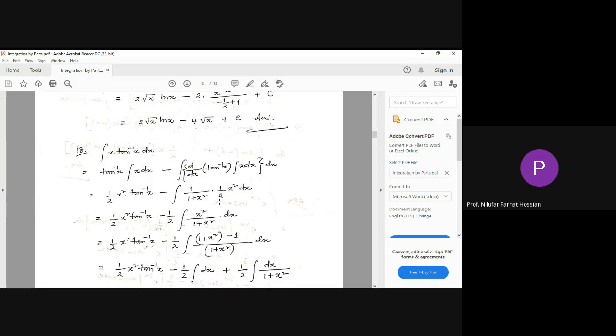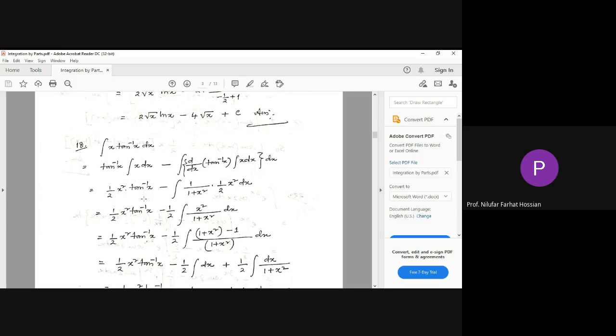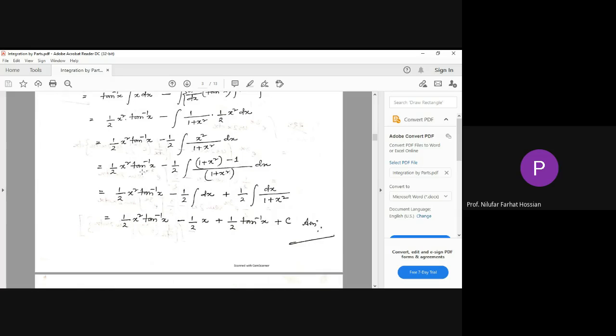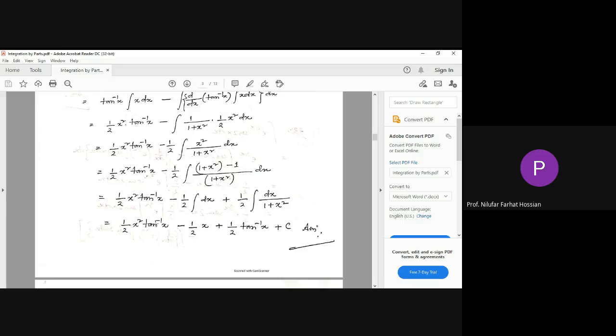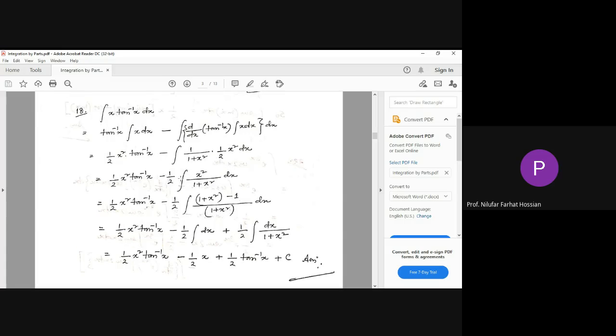Okay, so this half can be taken outside and this term will be there in the first term till the last step. And here you take this half common outside, and here remains what? X squared by 1 plus x squared. And this is a very common technique. In the lower part it is 1 plus x squared, and in the upper part it is simply x squared. So let us write it like this: 1 plus x squared minus 1.